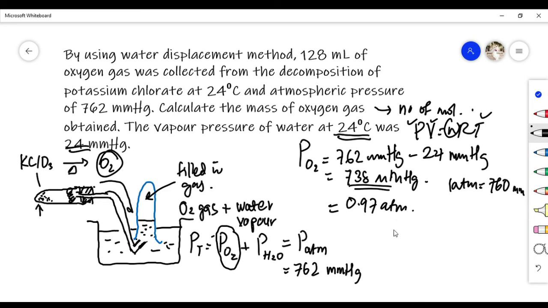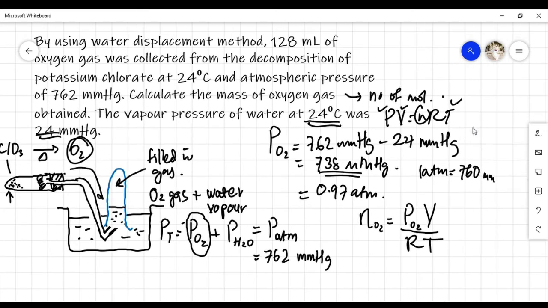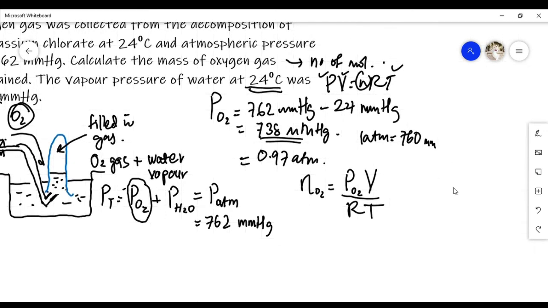Okay, so to get the number of mole, so kita ada tadi PV equals to nRT. So rearrange the equation. So kita akan dapat number of mole of oxygen sama dengan partial pressure of oxygen times volume over RT. Okay, so kita gerakkan sikit. Kita nak selesaikan soalan ni.